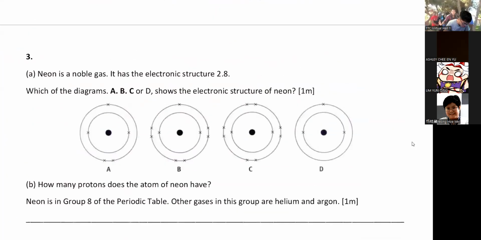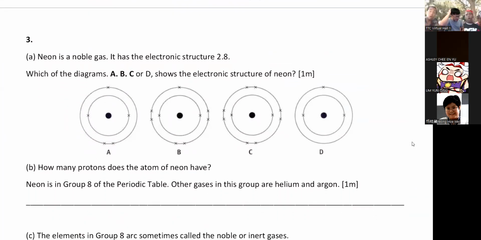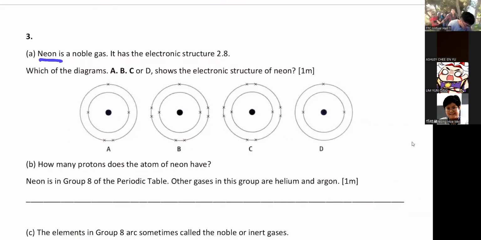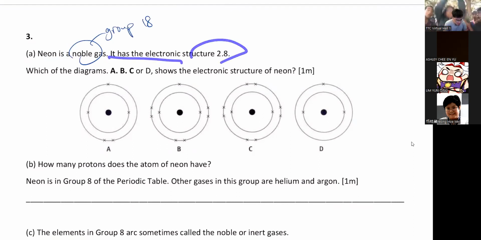Anyway, so let's go back to question 3. All right, let's finish this and we shall call it a day. I'm not going to go through chapter 5 today because some of you don't have the notes yet. So number 3, neon is a noble gas. What is a noble gas? Noble gas is the stable group. They are in group 18. 他们在 group 18. So it has the electronic structure of 2.8. 它的外面的排法是 2.8 啦.